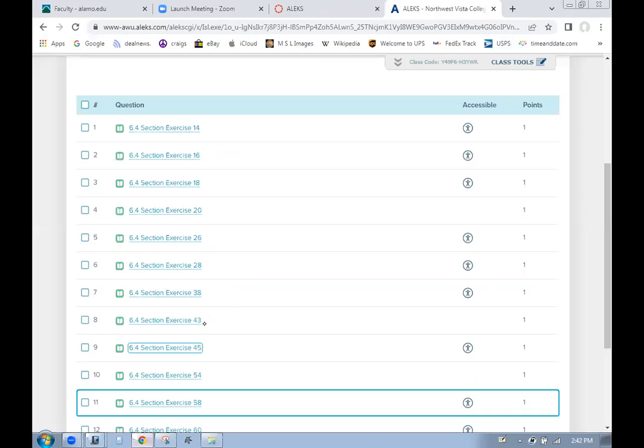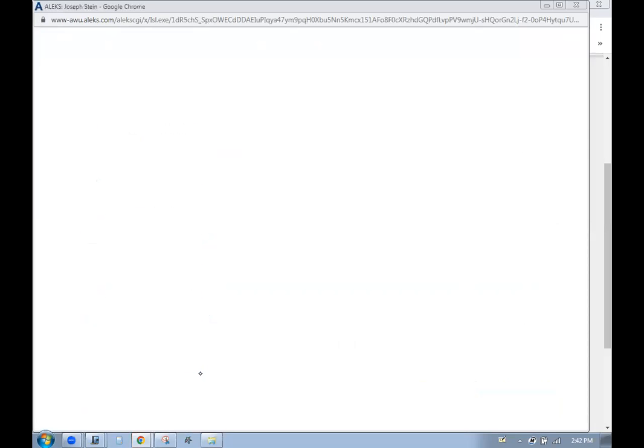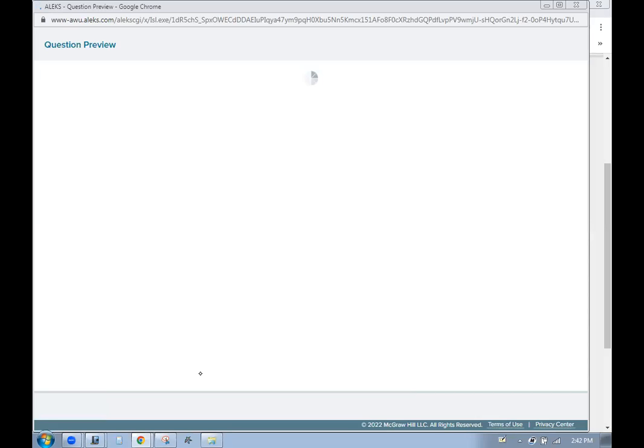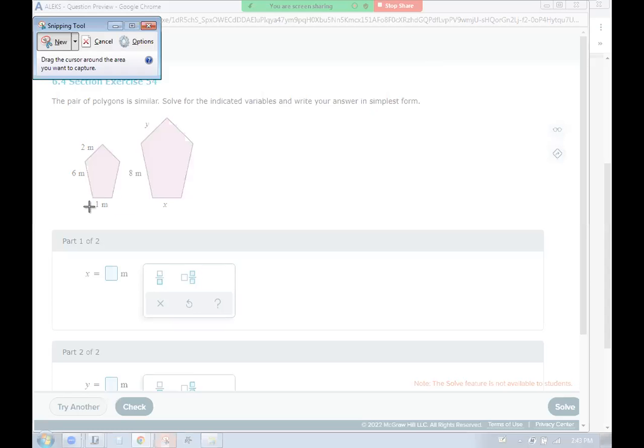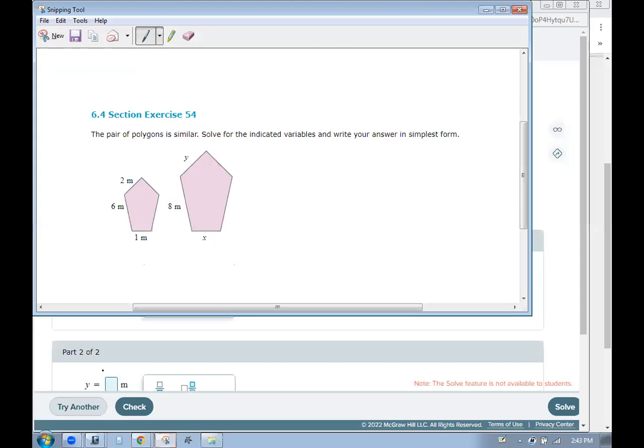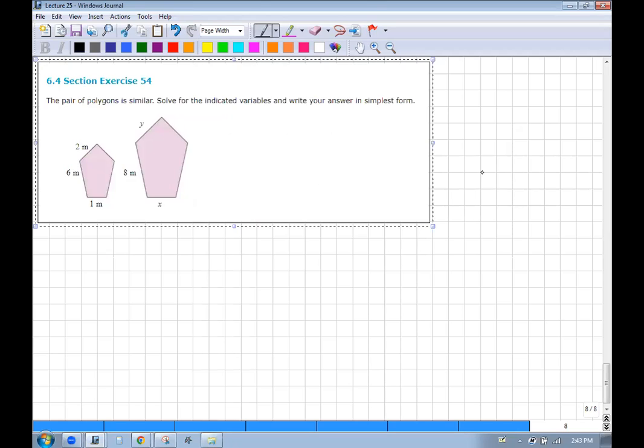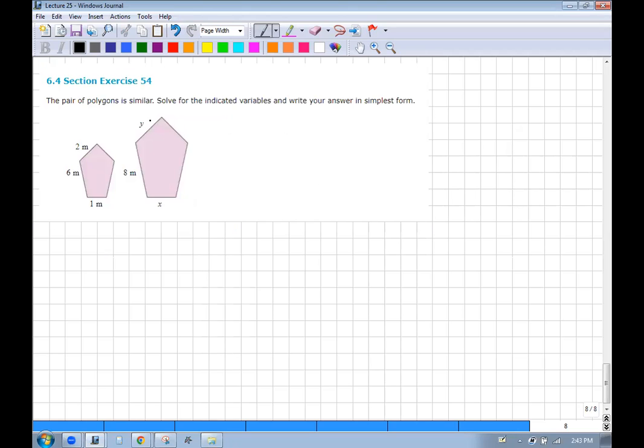I want to do one where they have different units. This one is the same as the last one. It's all meters, but solve for x and y. Let's see. X over 8 has to be the same as 1 over 6. So x is 1/6 times 8.